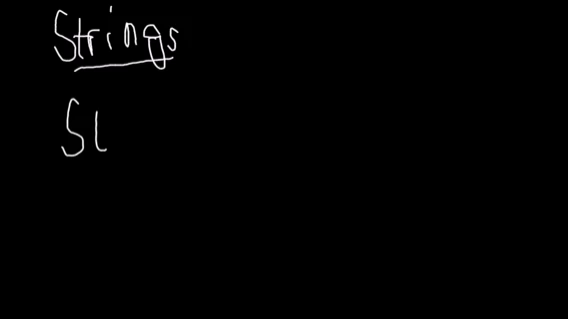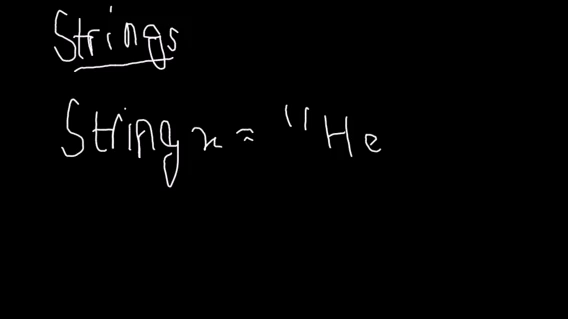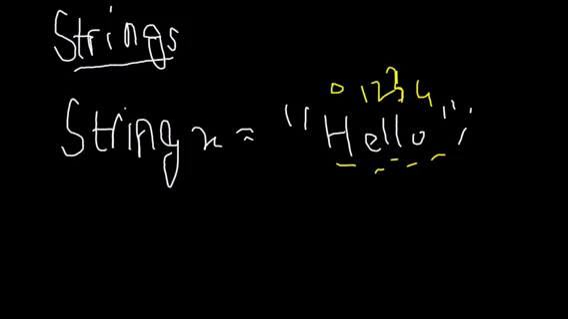We've explored strings already in a previous video. Let's say I have a string x equals hello. This string is made up of individual characters: H, E, L, L, O. These characters are numbered from 0 through 4.